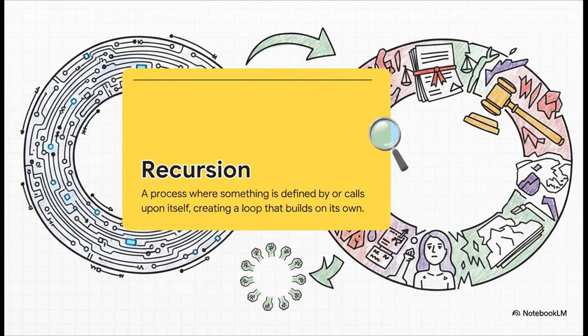So, what even is recursion? Well, to put it simply, it's a loop where a process is defined by or calls upon itself. Think of those Russian nesting dolls, right? Each one has a smaller version of itself inside. Or if you're into coding, it's like a function that calls itself over and over again to solve a problem piece by piece. It's a loop that literally builds on its own output.